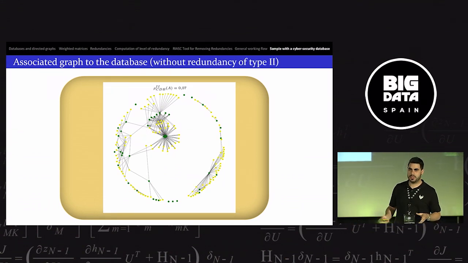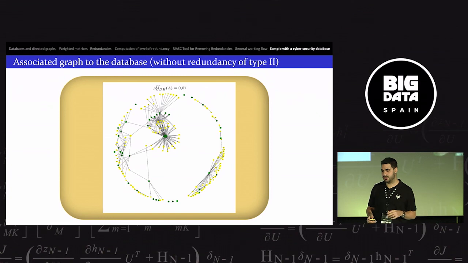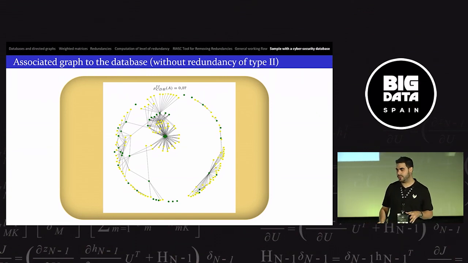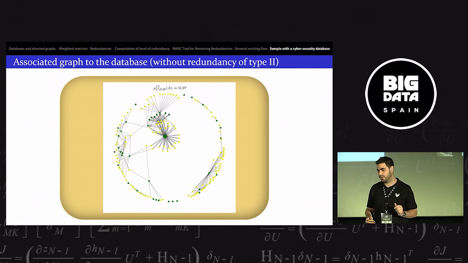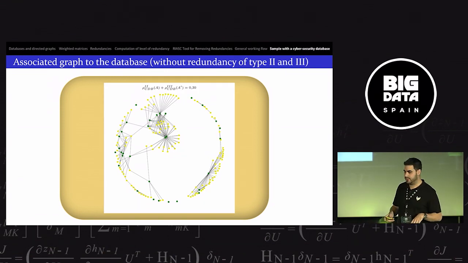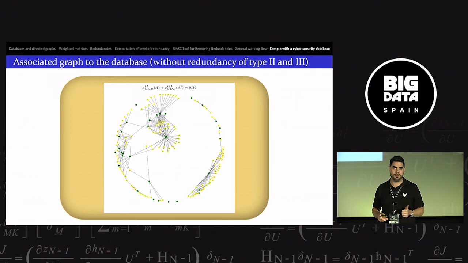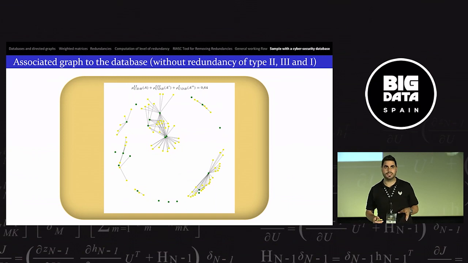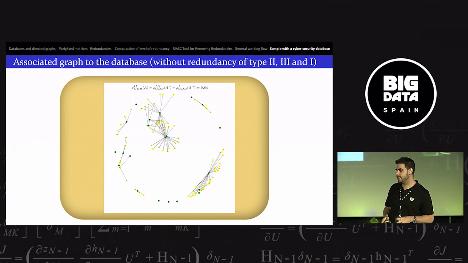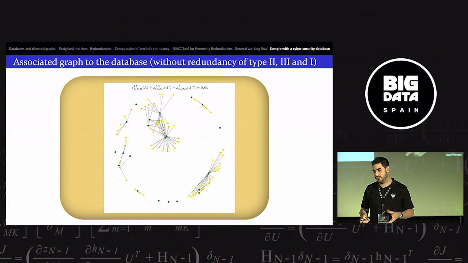This is the aspect of the new graph when we have eliminated the redundancy of type 2. There are small variations here because there is a small percentage of this type of variables in the initial database. This is the representation of the graph when we have removed the second type of redundancy and the third one. We have here a smaller number of nodes than in the previous one. And finally, if we concatenate the 3 types of redundancy, we obtain a clearer graph in which there are no redundant variables.